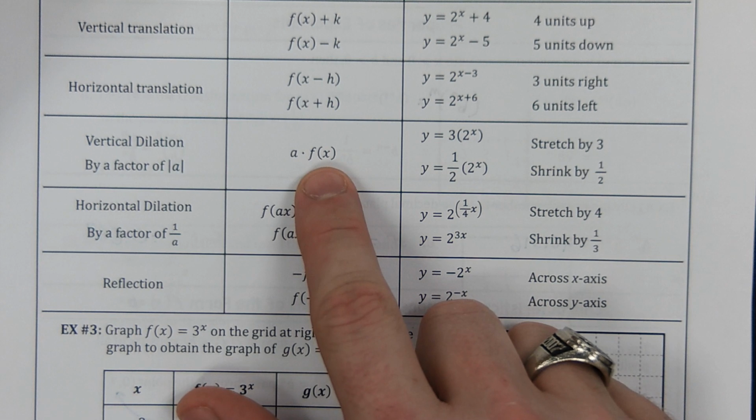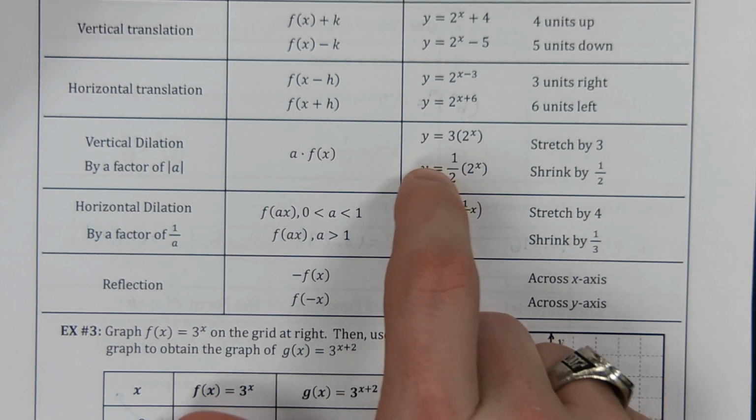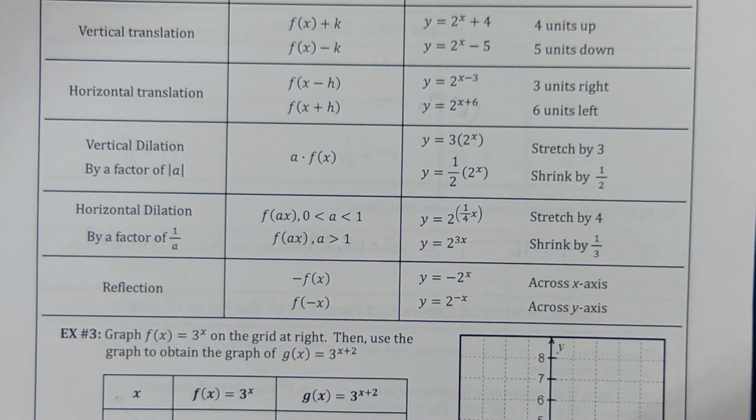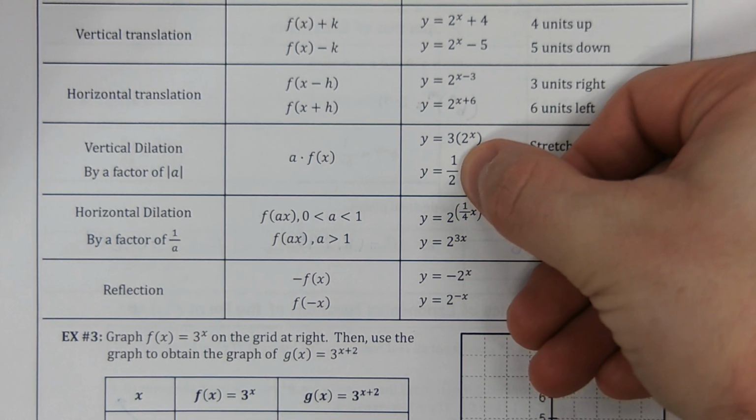Multiplying on the outside, which would be in front of your exponential, is always going to result in a vertical dilation of some sort. And I'm pretty sure we don't have to know stretch and shrink. We just have to know, is it a vertical or horizontal dilation? And then by what number? Cool with that? So you got a multiplication on the front. You could say this is a vertical dilation factor 3. This is a vertical dilation factor 1/2.